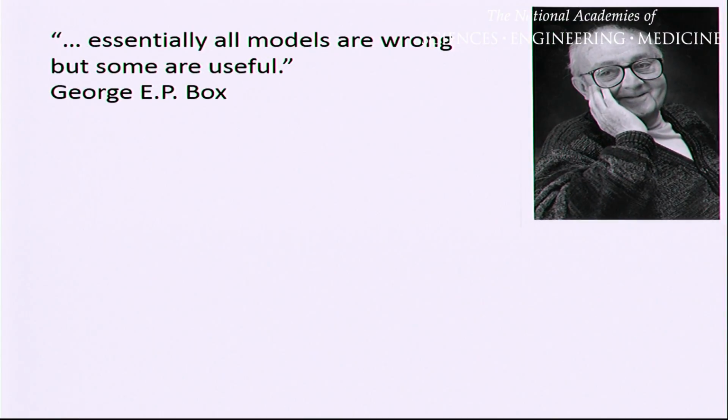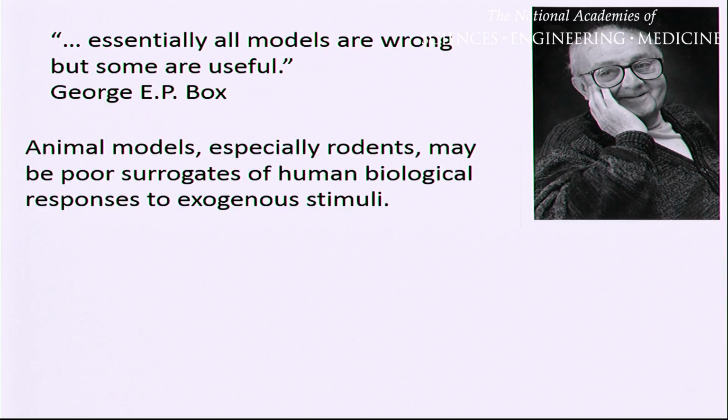So let me finish with this slide. I think you've probably seen this quote a number of times. It's by George Box, that basically he says essentially all models are wrong, but some are useful. Animal models, especially rodents, I think may be poor surrogates of human biological responses to exogenous stimuli, and these two papers I cite are examples of that.